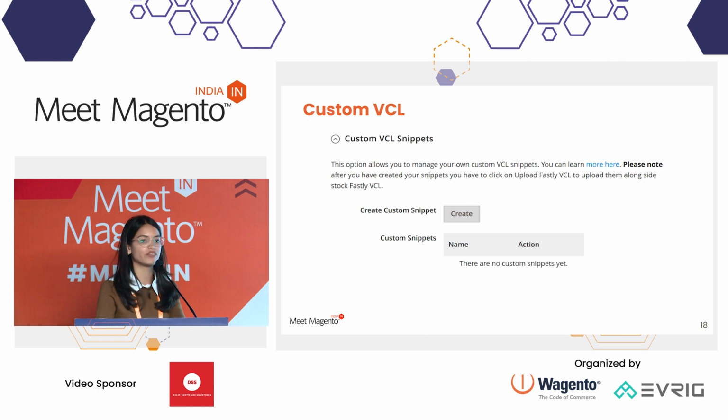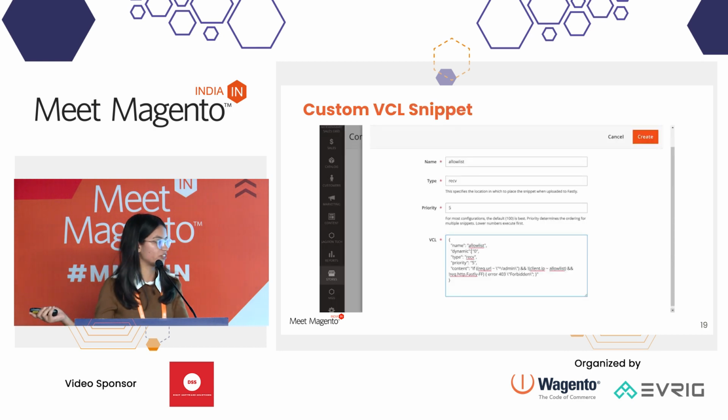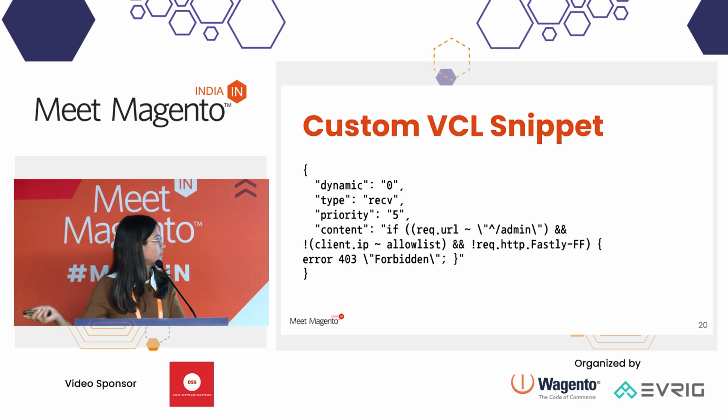Once you create the Edge ACL rule, you need to choose the rule in the custom VCL to allow or block the IPs. So here is a custom VCL snippet which you can add in the admin section. This is one snippet I have added, you can see it in the next slide. In such cases, if you want only some IPs to access your staging or production back offices, you can create such custom VCLs, as I have done here.